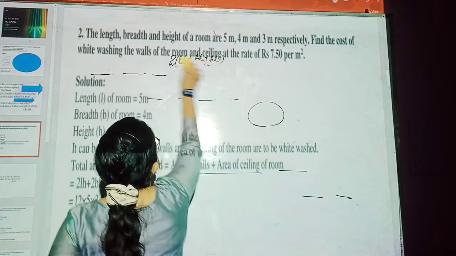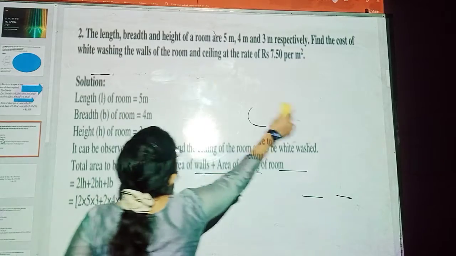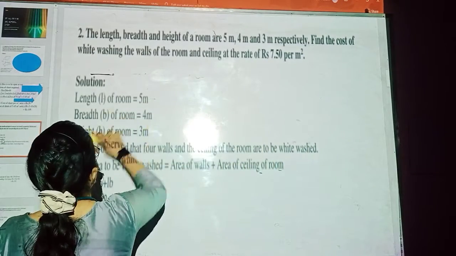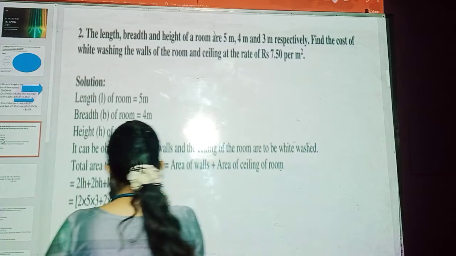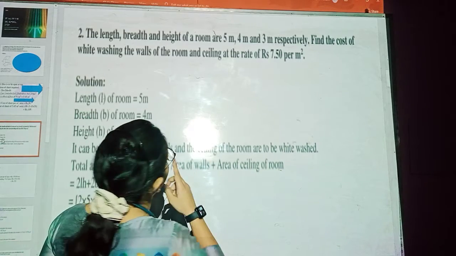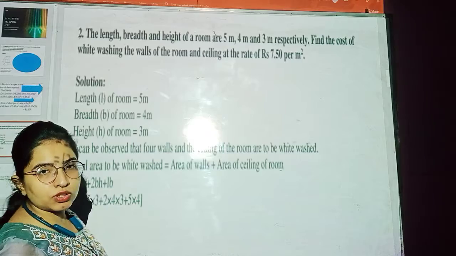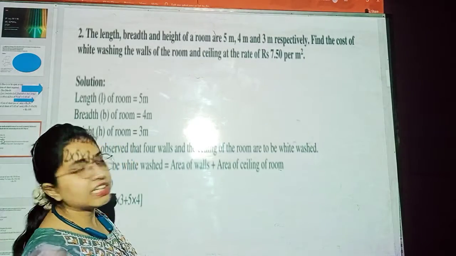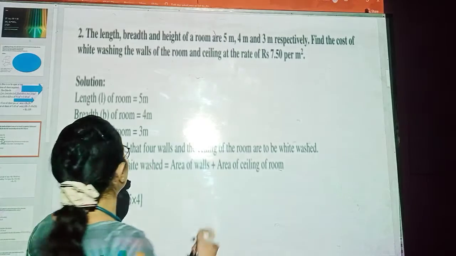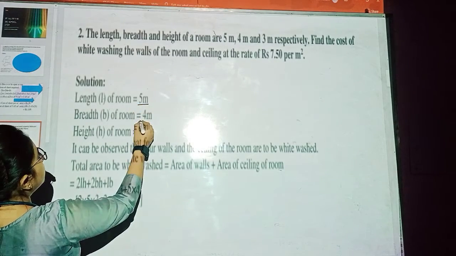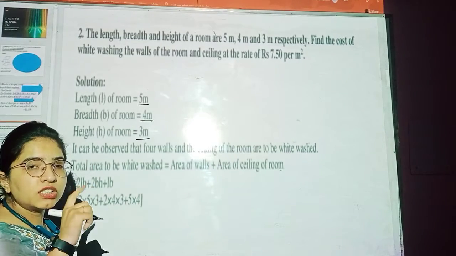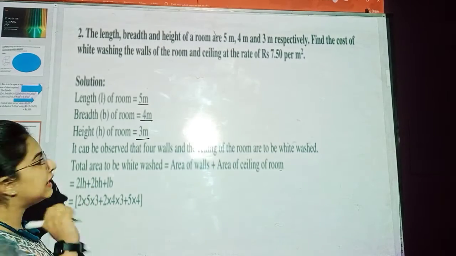Next question. The length, breadth and height of a room are given to you: 5 meter, 4 meter and 3 meter respectively. Find the cost of white washing the walls and ceiling at the rate of rupees 7.5 per meter square. You have to whitewash the walls' surface area plus the ceiling also.